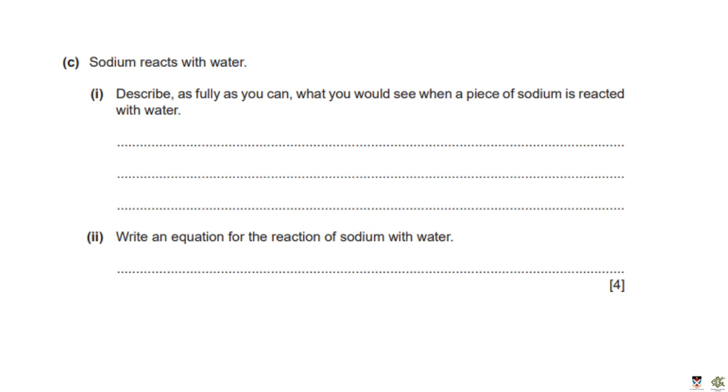Sodium reacts with water. Describe as fully as you can what you would see when a piece of sodium is reacted with water. In this question, again, it would be useful to answer this after you've watched those video clips. But anyway, hopefully you remember some of the descriptions from earlier on in this video.